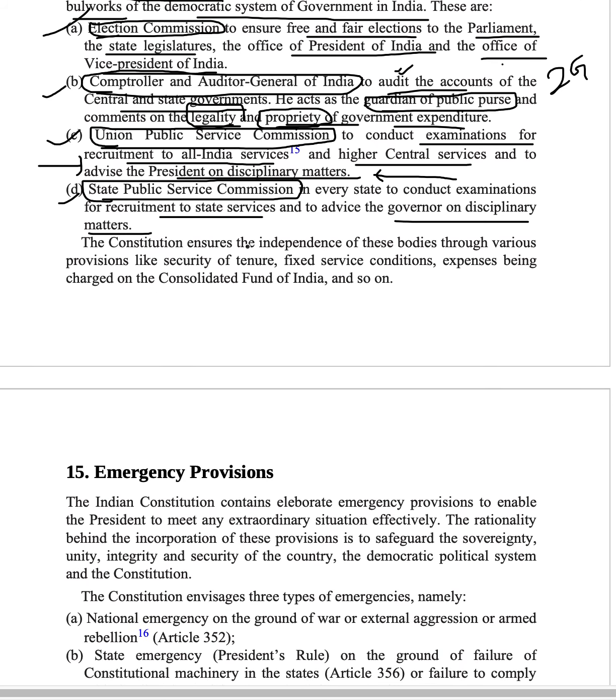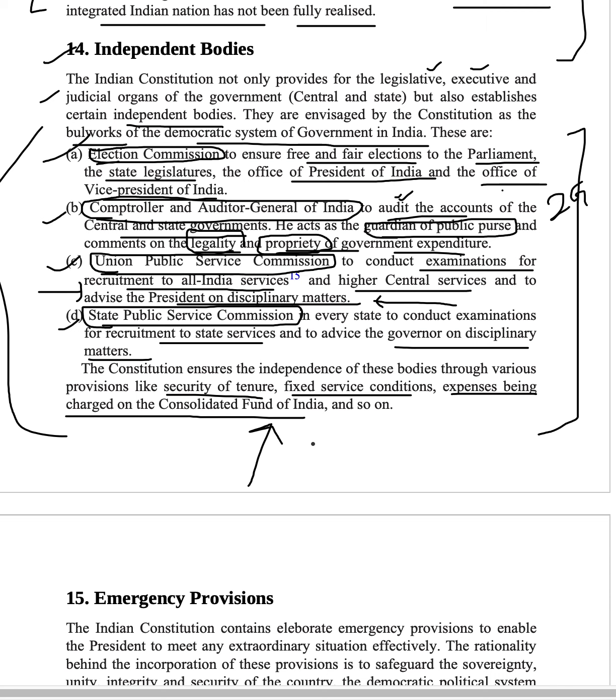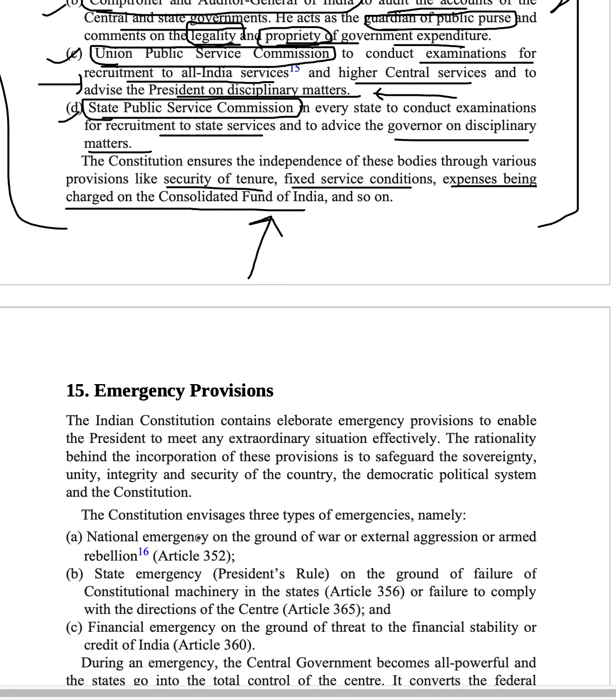The Constitution ensures the independence of these bodies through various provisions like the security of tenure, fixed service conditions, expenses being charged on the Consolidated Fund of India, and so on. So we have seen the same provisions with regard to the Supreme Court of India also. The same provisions have been given for these particular bodies also, so that they can work independently without pressure.